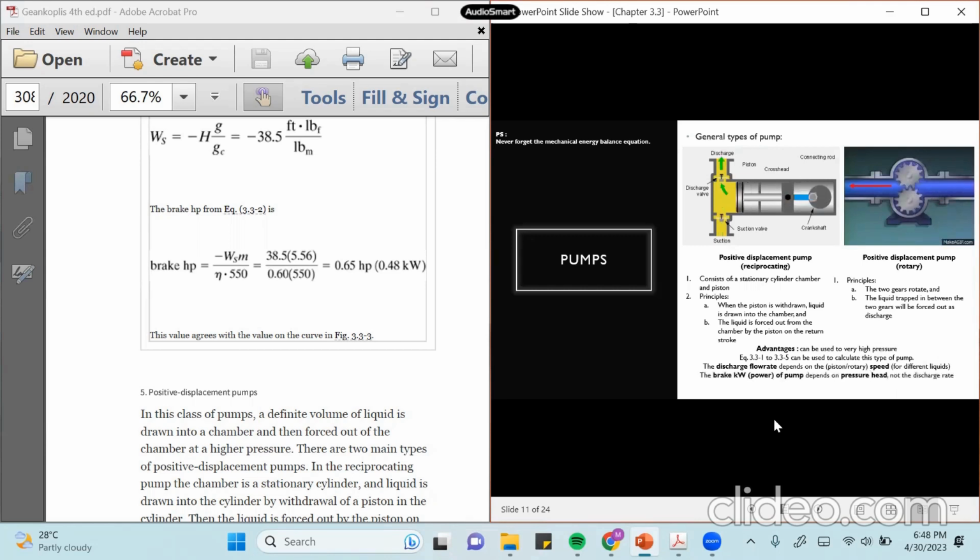So the brake power of these two pumps depends on the pressure head, not the discharge rate. And these are the several pump efficiencies. Again, you can use interpolation for values in between.